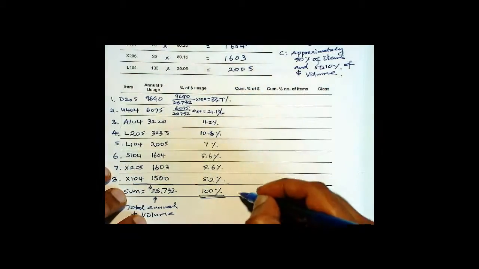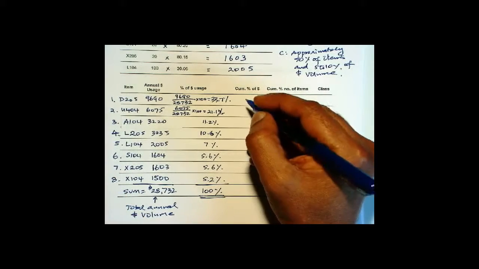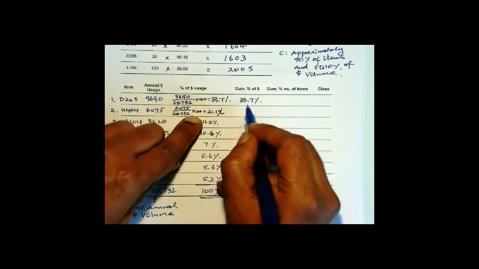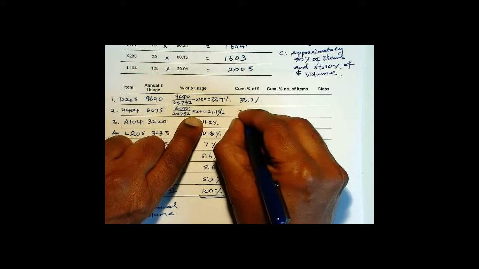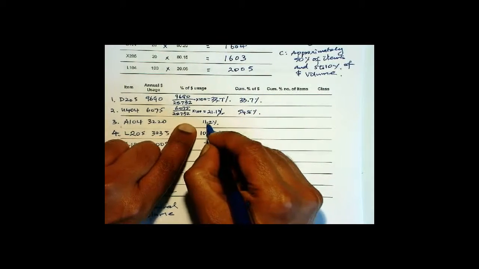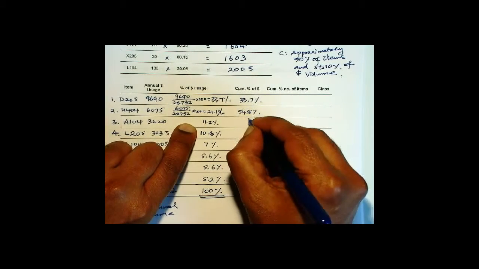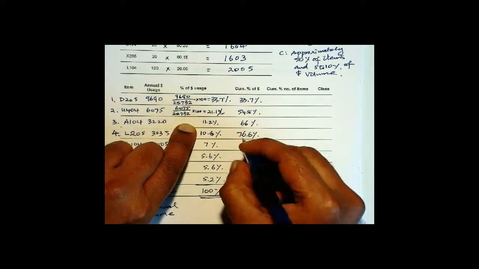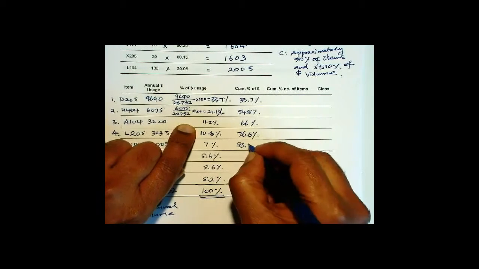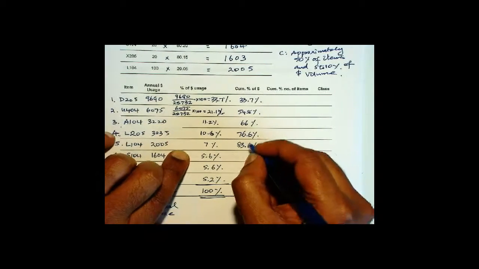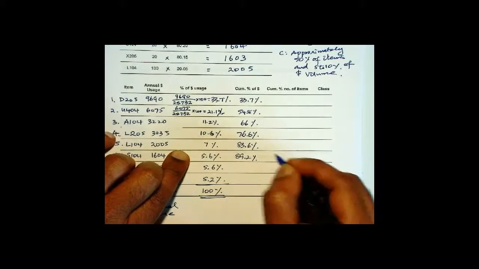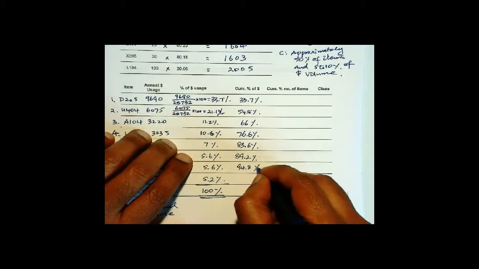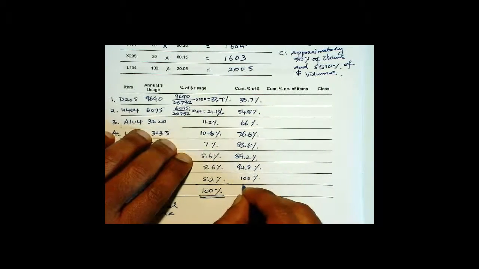Now we'll do a cumulative percentage here. So we start with 33.7%. You add that 21.1 to that, you get 54.8%. Then add that, you get 66%. Then 76.6%, 83.6%, 89.2%, 94.8%, and of course the last one must be 100%.